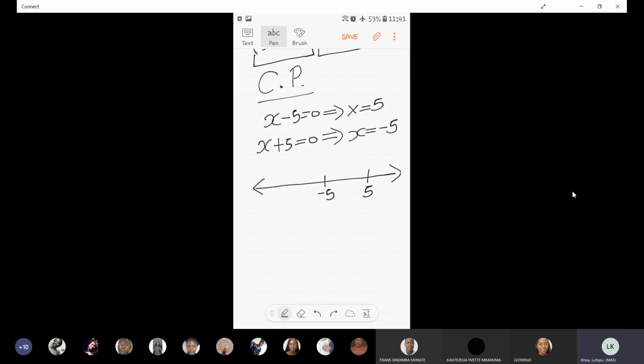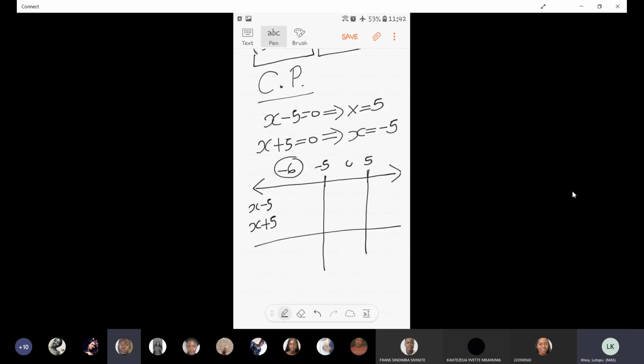Okay, then I will extend, let me write this above, I have minus 5 and 5. Then I extend my number line to form a table. This is what we call the sign table. Then I have x minus 5, x plus 5. Okay, so I pick a representative in each of the regions, start with a number less than minus 5, let's say minus 6. Then a number between minus 5 and 5, let's say 0. And then a number greater than 5, let's say 10.